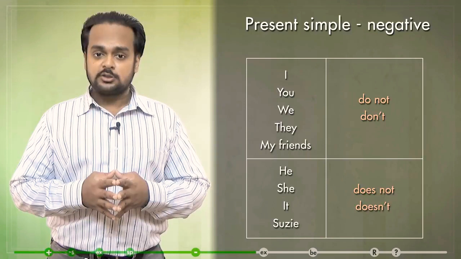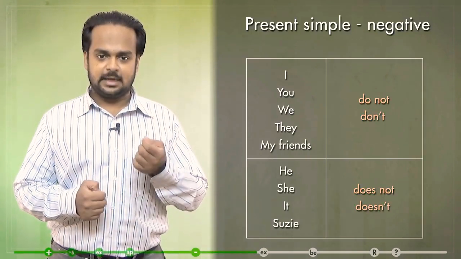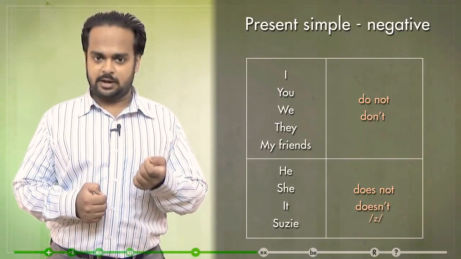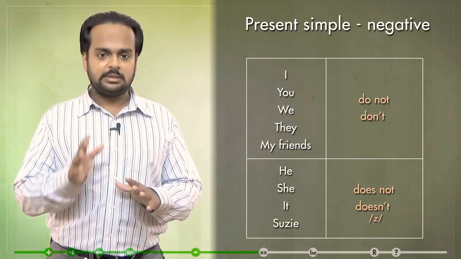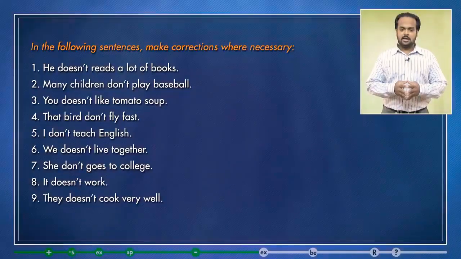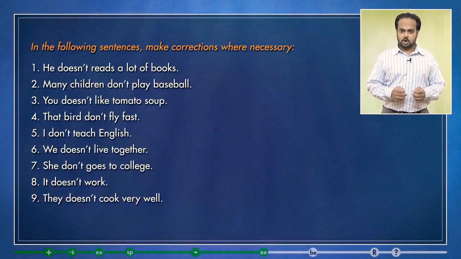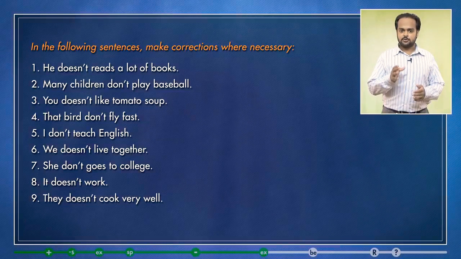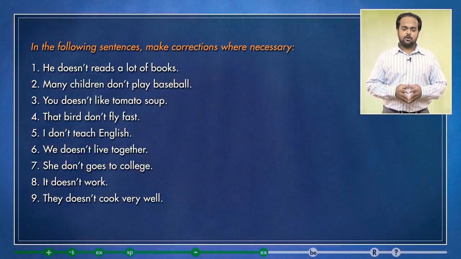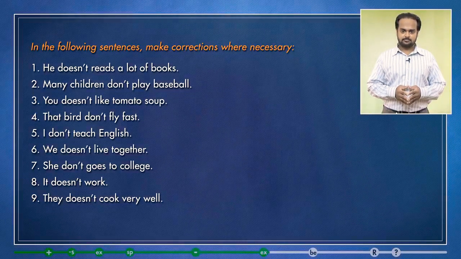Pay attention to the pronunciation of that. It's pronounced doesn't. There's a z sound there. It's not an s sound, so doesn't. Here's a quick exercise. You see 9 sentences on the screen. These are the same sentences from the first exercise, but here I've made them negative. Now, some of these sentences are correct and some are wrong. If a sentence is wrong, I want you to change it to the correct form. Stop the video now if you want. Think about your answers, then play the video again and check.